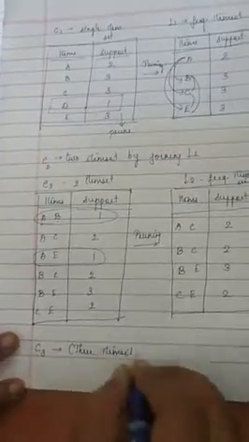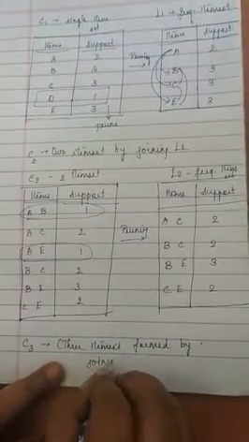Next we have to calculate C3, which is the 3 item set formed by joining L2. So if we join L2, now the result for C3 items, support.